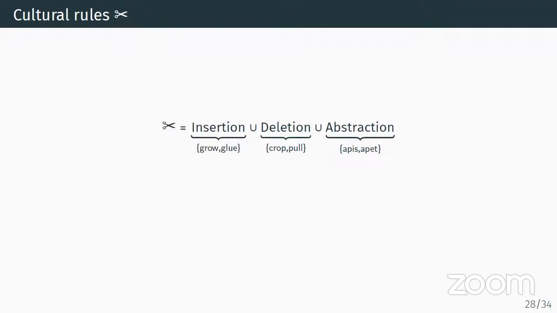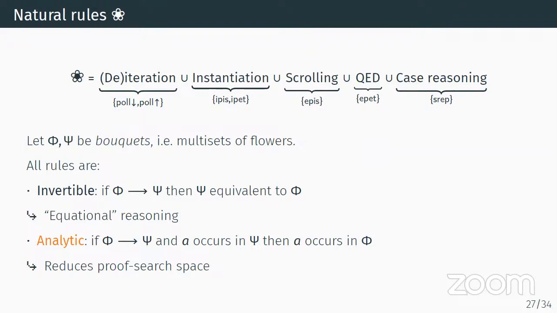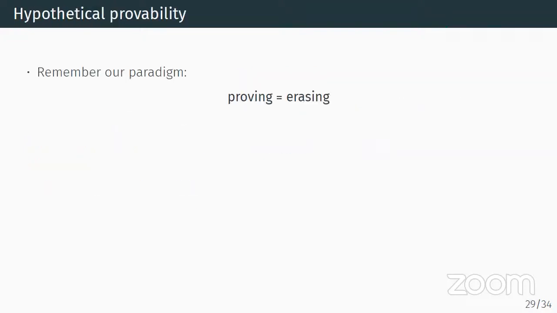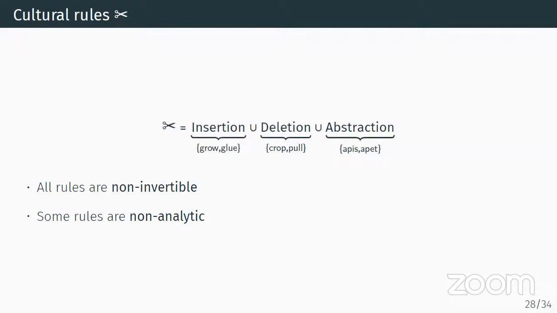And then I have the cultural rules, which are all the other rules: insertion, deletion, abstraction. They do not satisfy all the properties of the natural ones. All of them are non-invertible, so when going from phi to psi, you might break the probability of your goal. And some of them are also non-analytic, like the cut rule in sequent calculus.